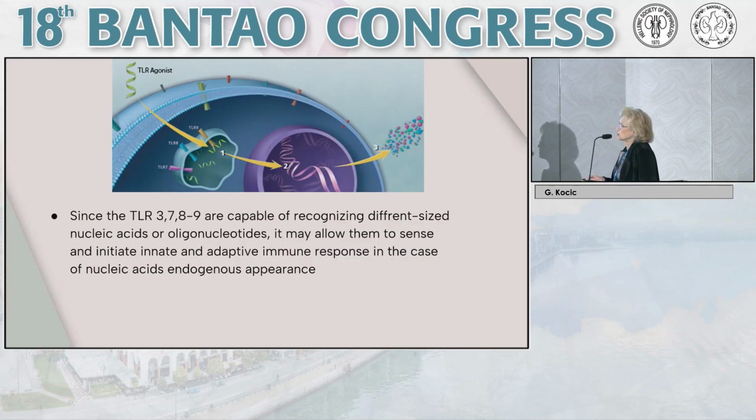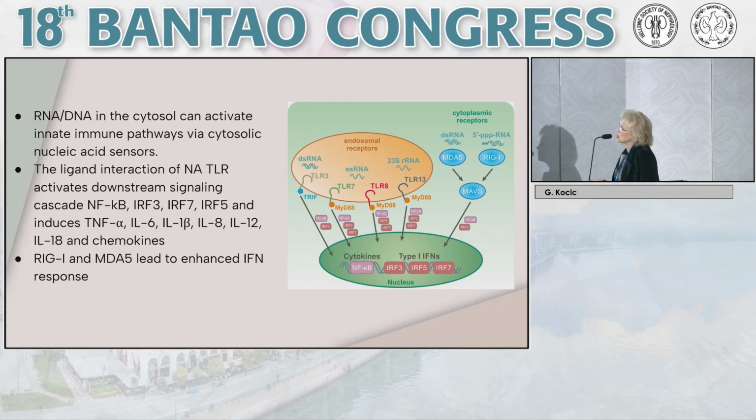It is well known that toll-like receptors 3, 7, 8, and 9 are capable of recognizing different nucleic acids and can induce a strong inflammatory response. What are the other effects?